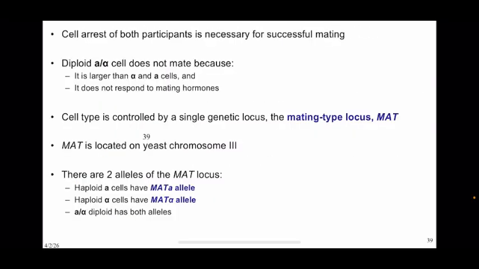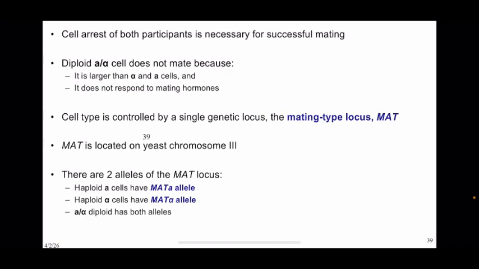As I said, the cell cycle has to be arrested before mating can occur, so it is needed for successful mating. Also, diploid cells are considered too big to mate with haploid cells, and they do not respond to mating hormones. These are the two main reasons why diploid cells cannot mate.